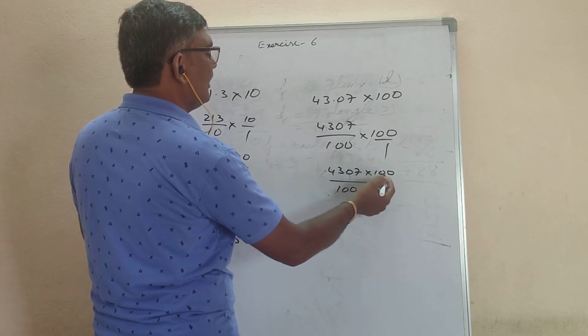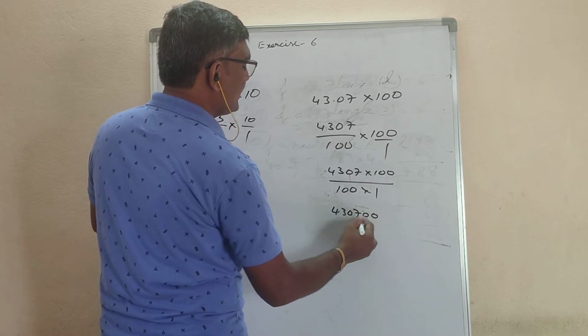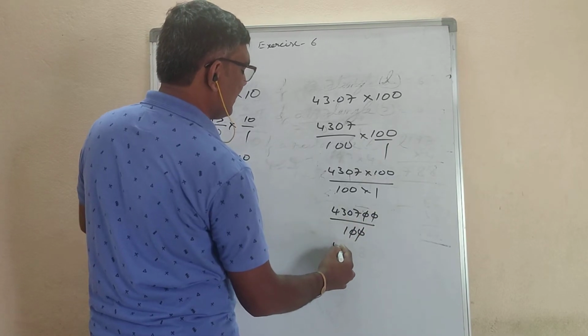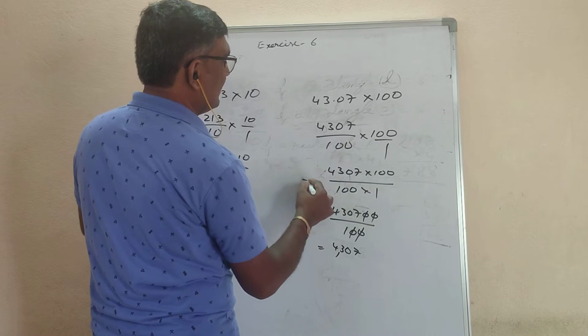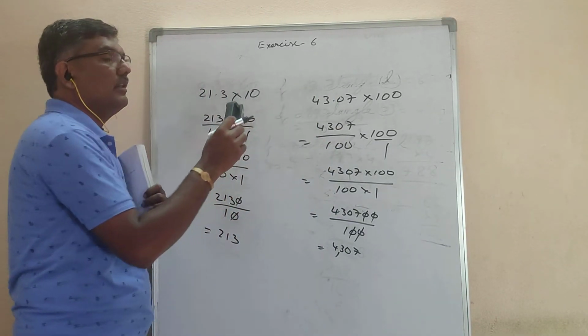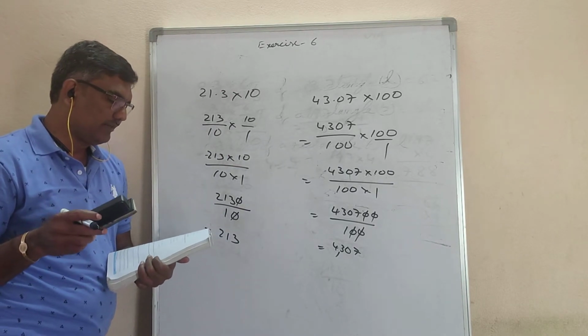Multiplying with 100 is easy. Whatever number is there, you have to add 2 more zeros. 4307, 2 zeros, divided by 100. The 2 zeros cancel. You are getting 4307. This is the answer. So it is very easy to multiply a decimal number with multiples of 10.